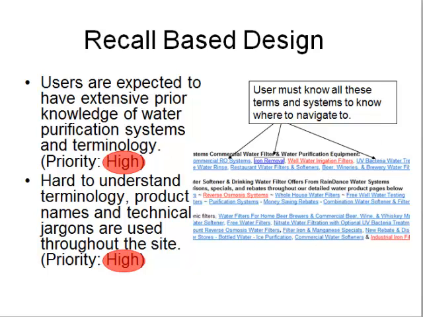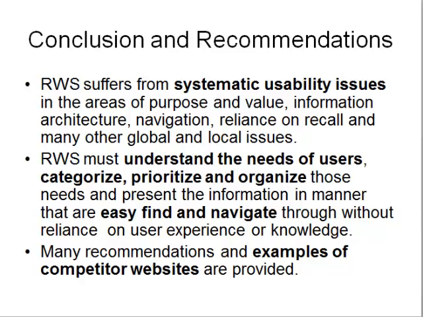In conclusion, we think Raindance water system is suffering from systematic usability issues. We recommend that the users' needs be well understood, categorized, prioritized, and organized into menus and buttons and drop-downs. Some examples are provided in the report on what to do, and basically this site has good potential with some rework of the website. Thank you.